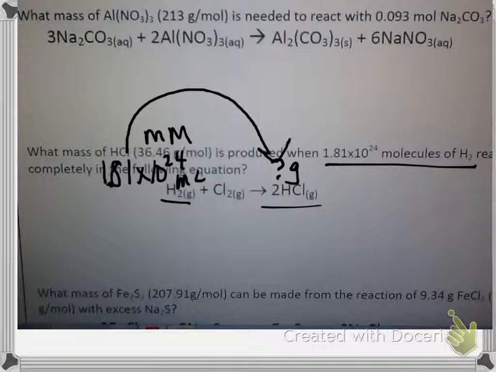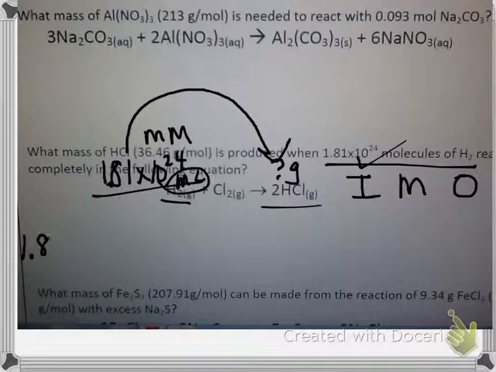We've got to go through the mole. So remember, IMO, we're always going to go into the mole, and then we're going to do a mole to mole, and then we're going to go out of the mole if we need to. Alright, so here we are given, what's our given quantity? 1.81 times 10 to the 24th molecules. So are we in the mole and are given? No. So we've got to convert molecules into the mole first.